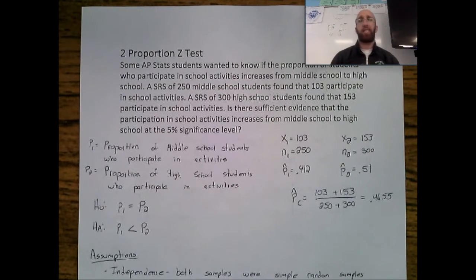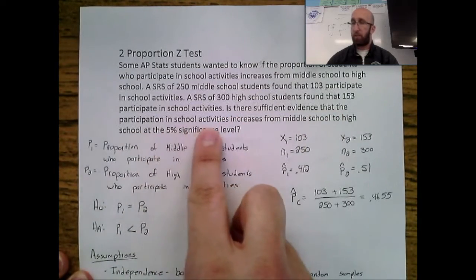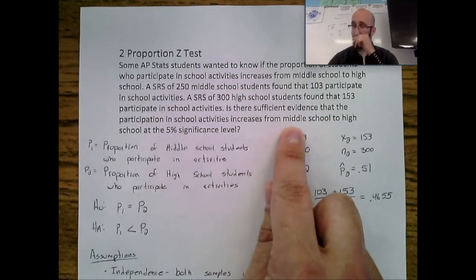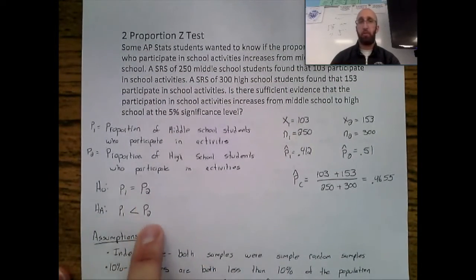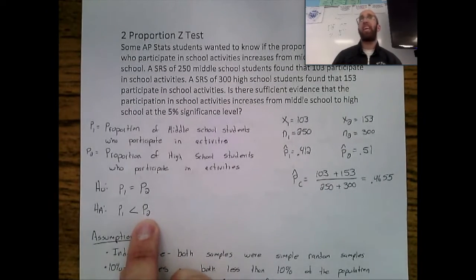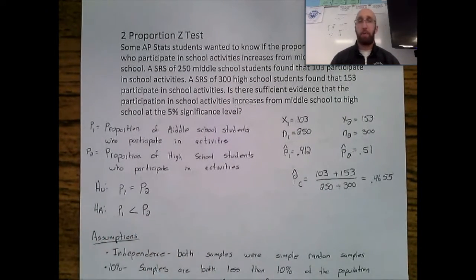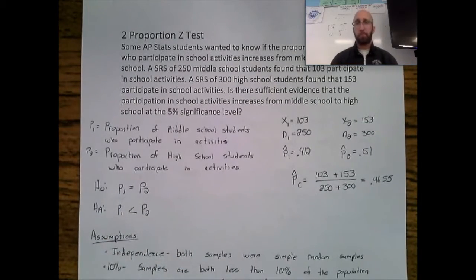Now, what we are seeking to prove is whether there is sufficient evidence that the participation in school activities increases from middle school to high school. As we go from middle school to high school, does the proportion increase? That would be arguing, is P2 bigger than P1? Is the proportion of high schoolers that participate in activities bigger than P1?